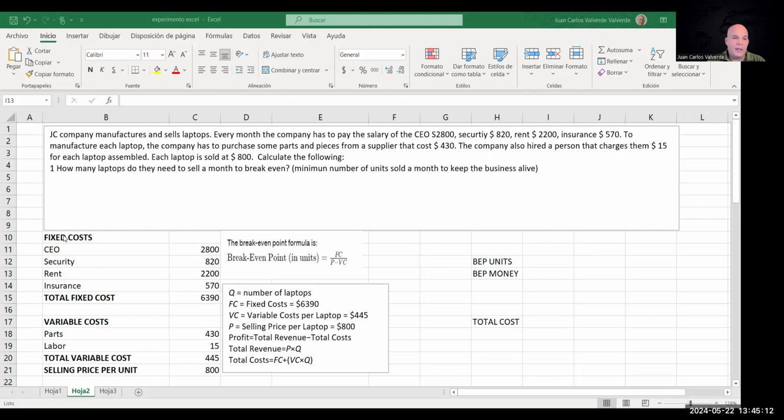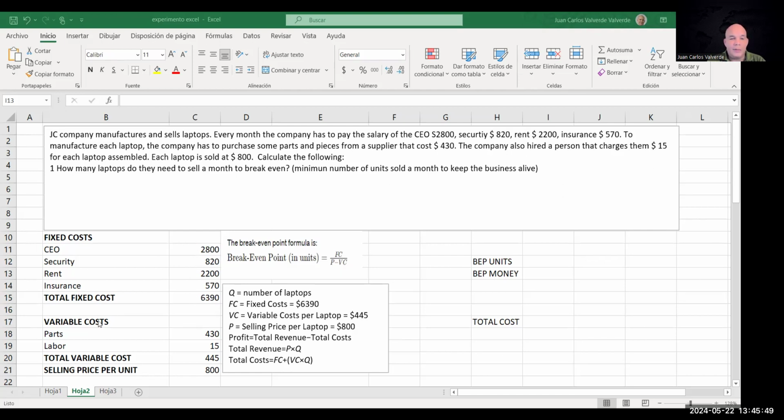I divided them into fixed costs and variable costs. What's the difference? Fixed costs are not tied to the production. That means that the CEO makes this amount of money, a salary, every month. So that's $2,800. I classify the costs and add them up, and we get 6,390. It doesn't matter if the company produces more or fewer laptops or stops producing, you still have to pay these fixed costs every month.